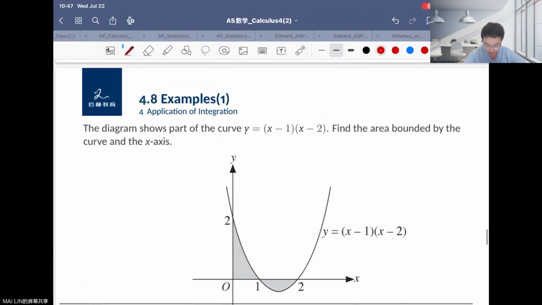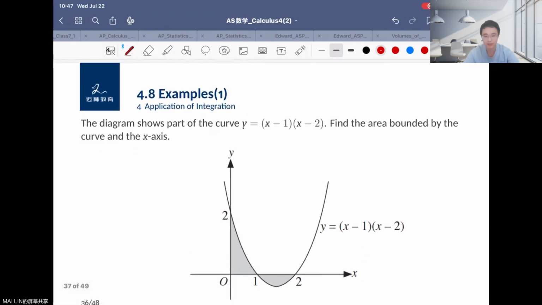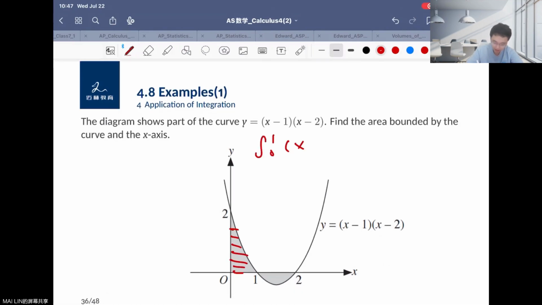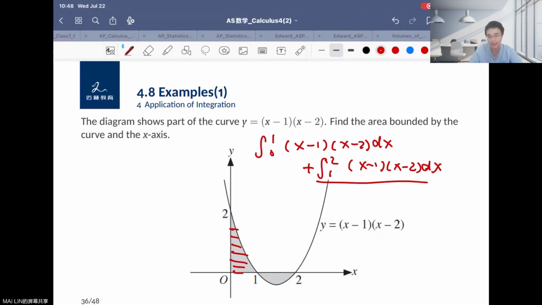So for example, there's another example here, y equals x minus 1 times x minus 2, right? And the problem is finding the area bounded by the curve and the x-axis, right? Okay, so here we can say the first part is 0 to 1, so we can say 0 to 1, x minus 1 times x minus 2 dx, right? That is the first part. And the second part we can set from 1 to 2, x minus 1 times x minus 2 dx, right?